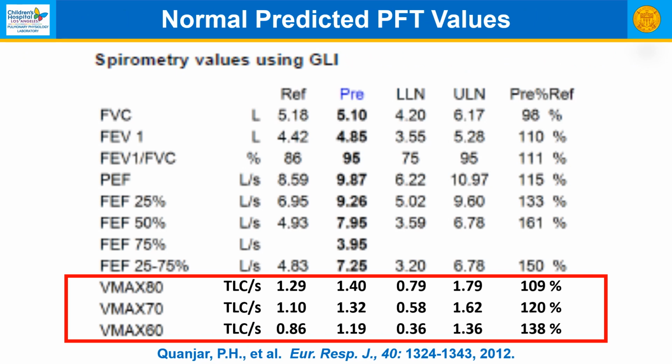And this is the way they show up on our pulmonary function test report at Children's Hospital Los Angeles. So we have the Vmaxes 60, 70, and 80, normal predicted values in TLCs per second, what the person actually measured, upper and lower limit of normal, and then percent predicted. Just like with everything else. The difference here is this is just a number that's true for everybody. And these upper and lower limits of normal are true for everybody as well.